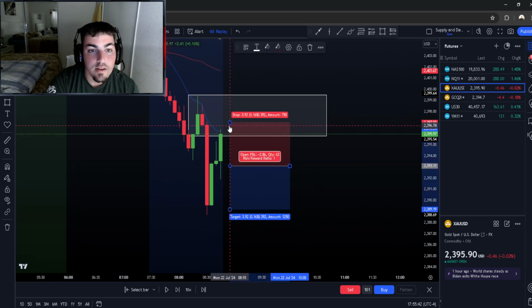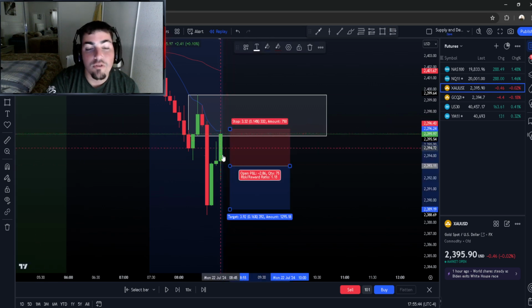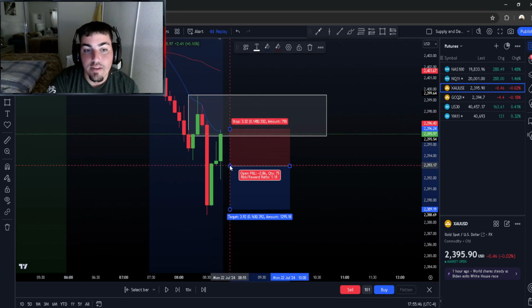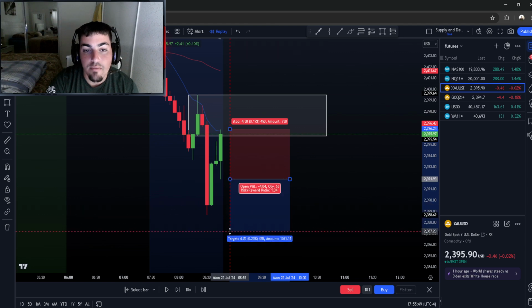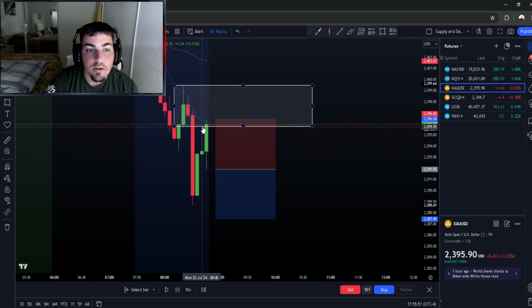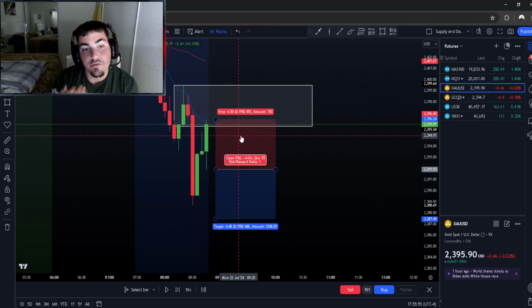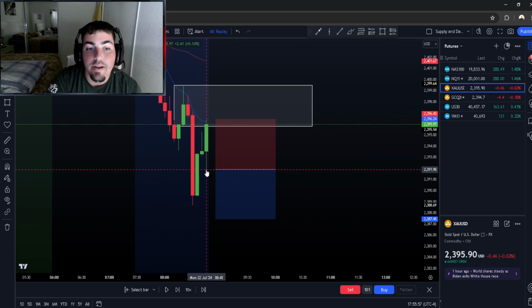As always, I was waiting here. It didn't tap, so I was waiting for this tap over here, and then waiting for my break of the low right here. Okay, so it tapped the zone. So at this point, I'm actively looking to enter the trade if we break a candle low. If we break that low, I get in and the stop loss goes above here.